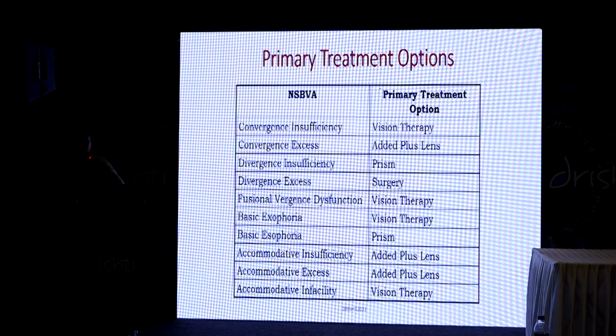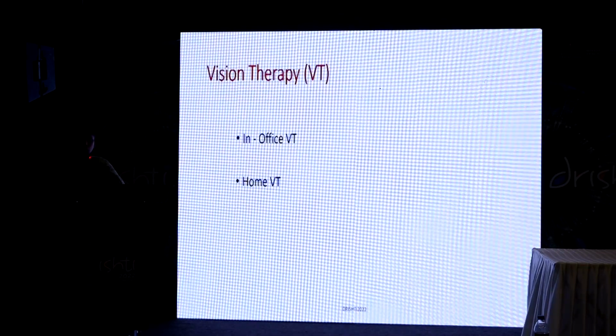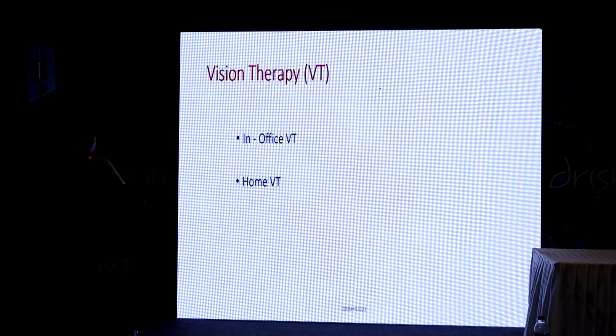Divergence excess: surgery is the primary treatment option, because vision therapy or added lenses do not help in this case. If it's a case of fusional vergence dysfunction, basic exophoria or accommodative infacility, vision therapy works. Basic esophoria, prisms work. Likewise, this table summarizes what should be the primary treatment option if you encounter an NSBVA. So talking about vision therapy, you have two types.